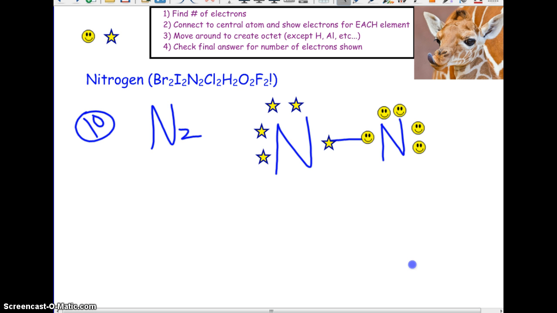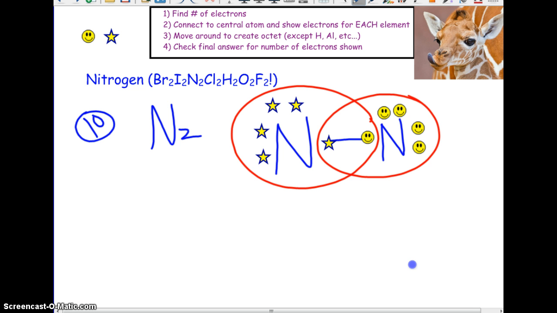So if I look at this, around this end, you see there's 6. Around this end, there's 6. Neither one has an octet, so I'm going to have to move more into the middle where they're sharing. So I'll take, say, 1 electron from this end, 1 from that end, make a double bond. 1 electron from this end, 1 from that end, make a triple bond.